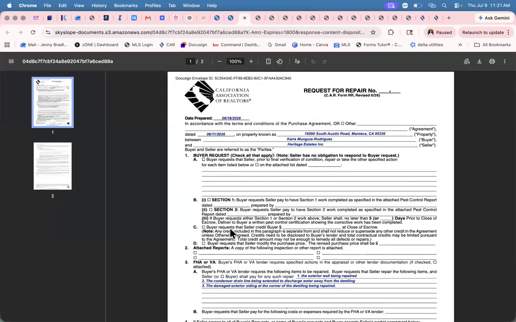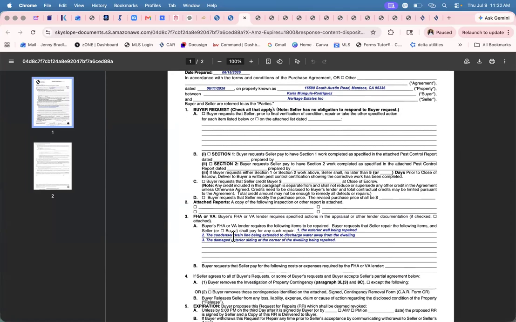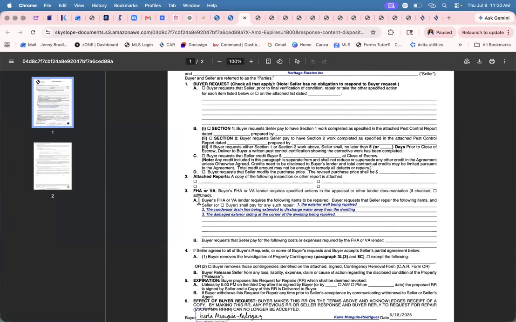Maybe I should. So when doing a request for repairs, right here, you could ask for whatever the FHA or VA lender requires specifically. So this is what we asked for. Were those 3 items to be fixed?